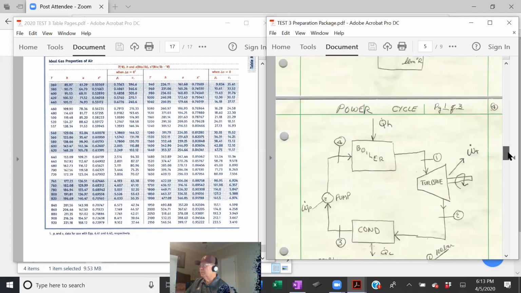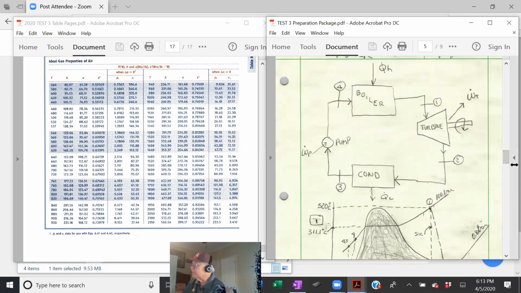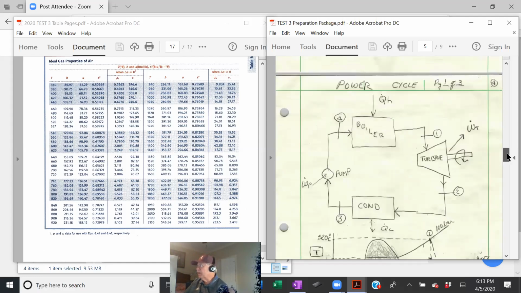Okay. Now let's look at a power cycle. We're going to look more after this test, but we need to look a little bit right now.